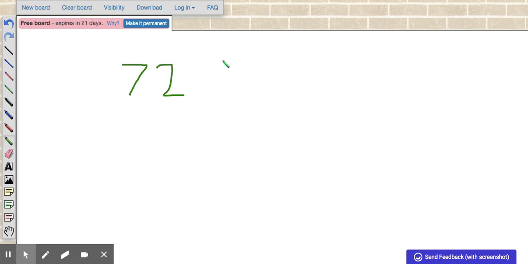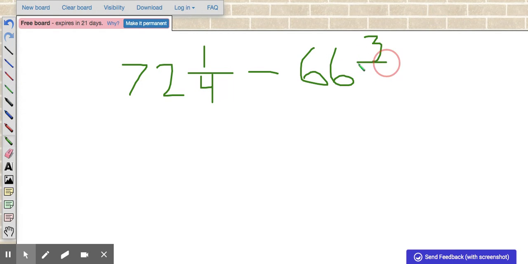So I know that this problem is subtraction because I want to find out how much it decreased or went down. So I'm going to subtract 66 and 3/8 from 72 and 1/4. Now, the most difficult part about this is that, yes, we can subtract the whole numbers, but we can't subtract the fractions because they're not the same denominator.